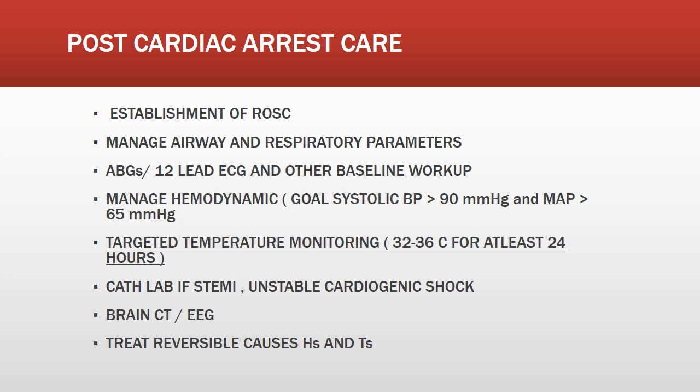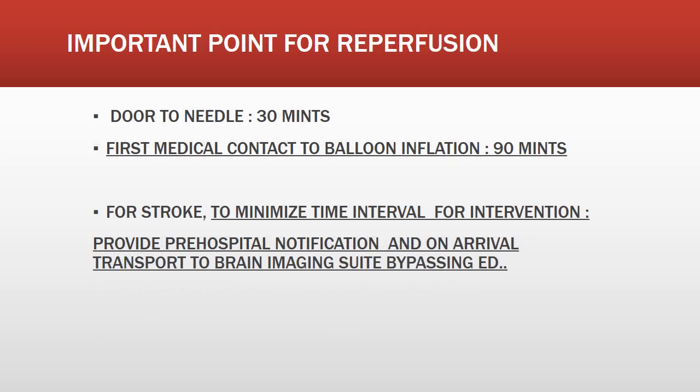Arrange cath lab. If a STEMI or unstable cardiogenic shock, you will go for brain CT and electroencephalograph, and you have to treat the reversible causes, the H's and T's. So these are some important reperfusion points from the exam point of view. Door to needle time is 30 minutes. What is needle? The fibrinolysis using medication. First medical contact to balloon inflation, that is PCI, is 90 minutes. For stroke, to minimize time interval for intervention, provide hospital notification and on arrival transport directly to brain imaging suite and bypass ED.